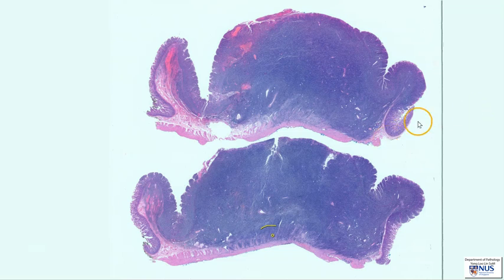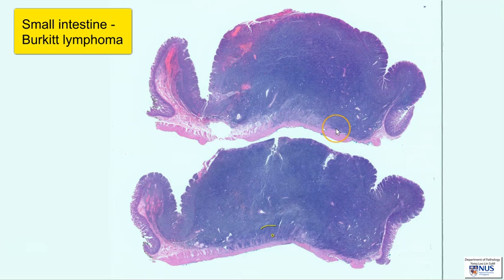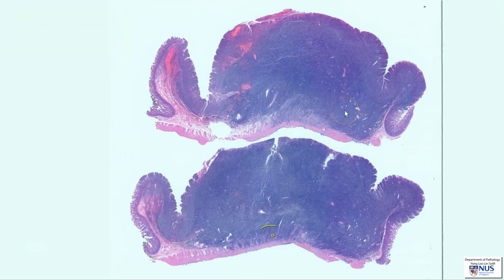Hello, this is a virtual microscopy slide of a case of Burkitt lymphoma of the small bowel, and we can see here two sections of small bowel. This whole area in the center is involved by lymphoma.